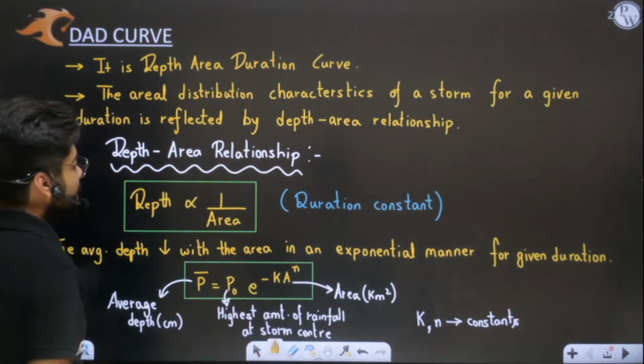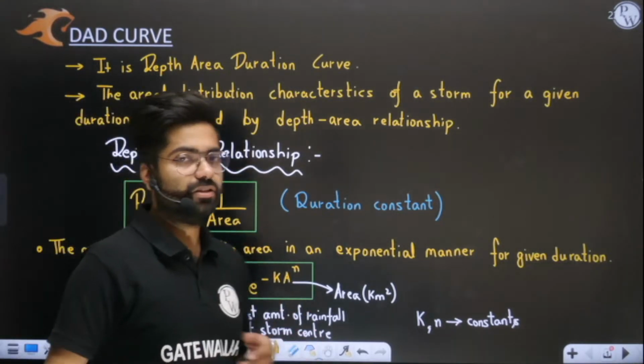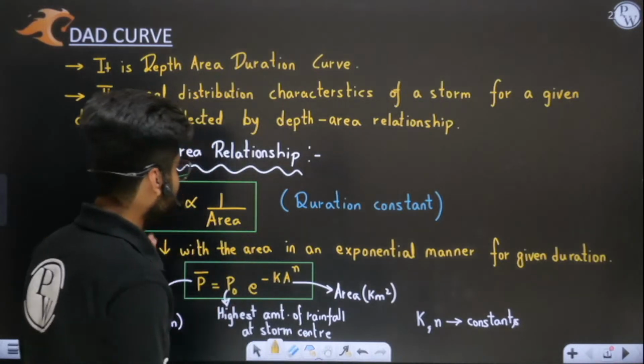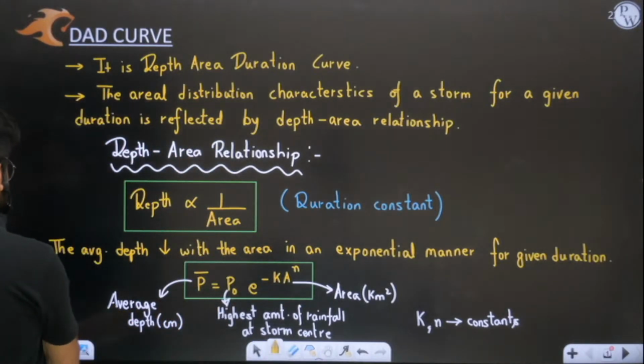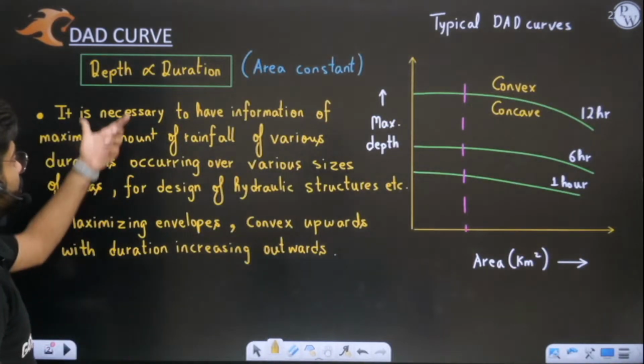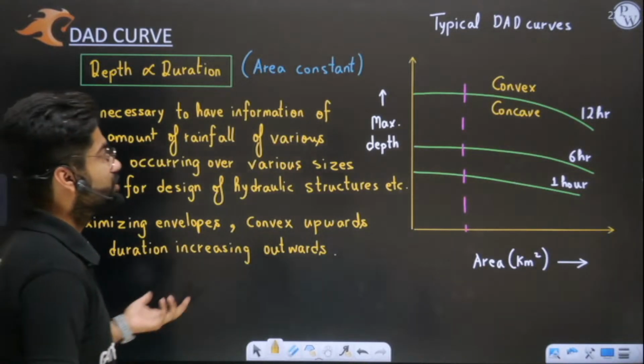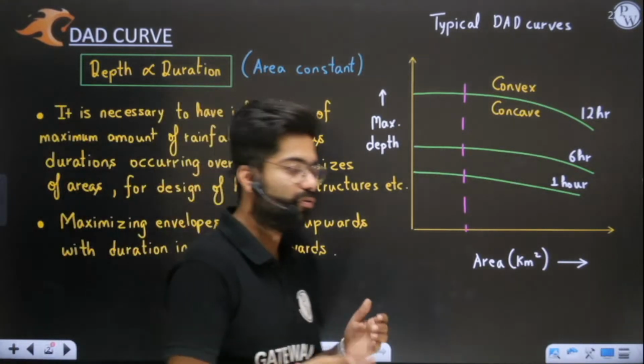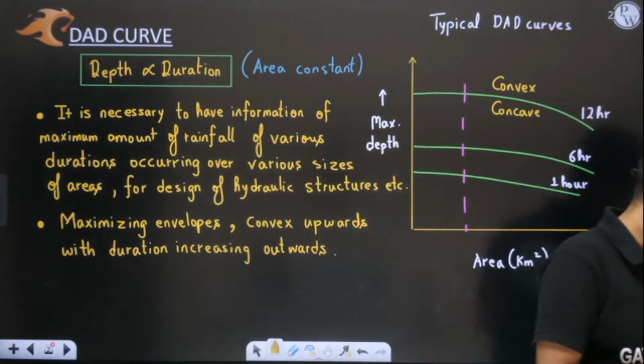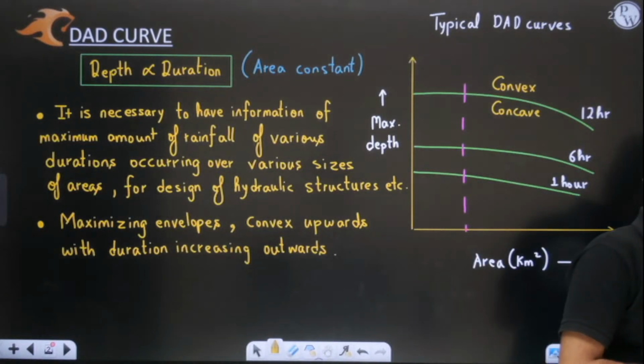Sir, you told me that whenever we have more area, then obviously the depth of rainfall will be less, but for a constant duration. And we have one more relation which you have to remember, that when duration is more, then depth of rainfall will be more. Okay, but for constant area. I hope you remember this.